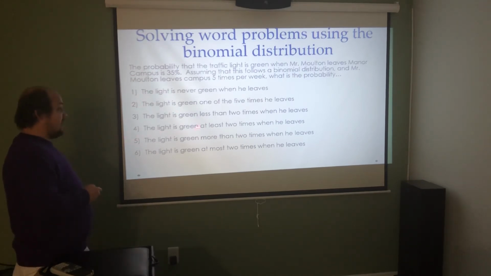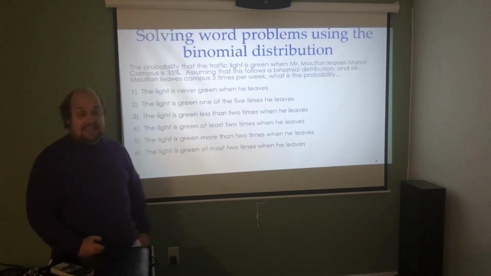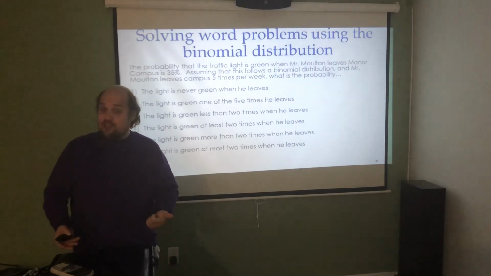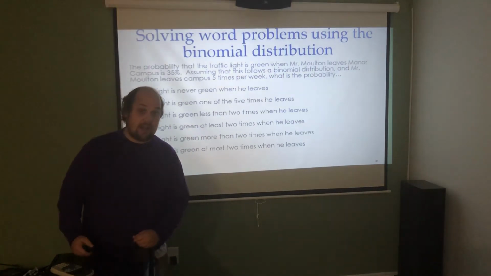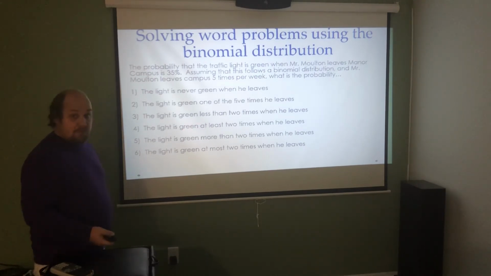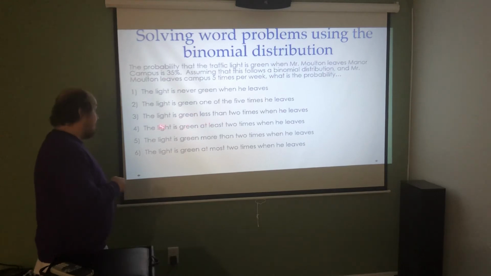Number 4 says the light is green at least 2 times when he leaves. At least 2 includes 2, 3, 4, and 5. The only things it doesn't include are 0 and 1, which, good news, we already calculated in parts 1 and 2. We already added them together in part 3. So if I do 1, or 100% of the possible outcomes, minus the answer I got for 3, that will be the answer to 4.